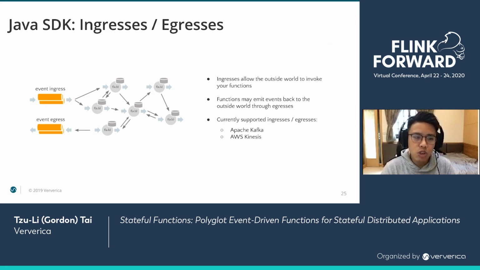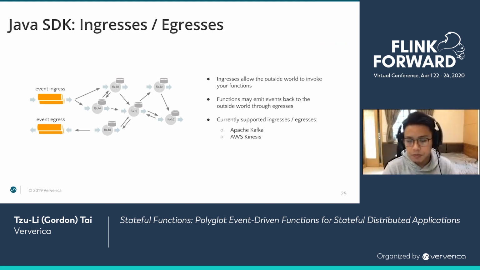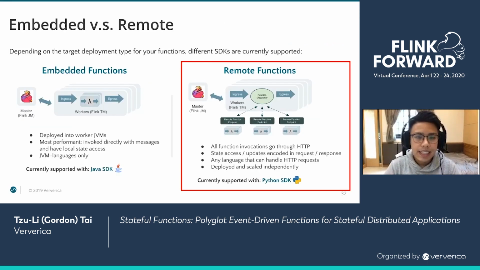I won't go through the actual code of how you bind these ingresses and egresses because of limited time, but essentially you bind ingresses and egresses with a module's binder. So you bind function providers and then bind ingresses and then bind egresses. Okay, so we've covered all the essentials of the building blocks of a stateful functions application using the Java SDK as reference.